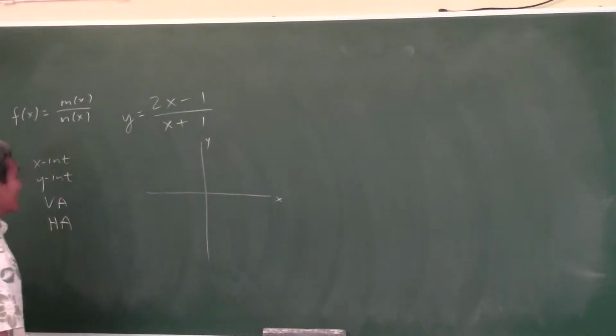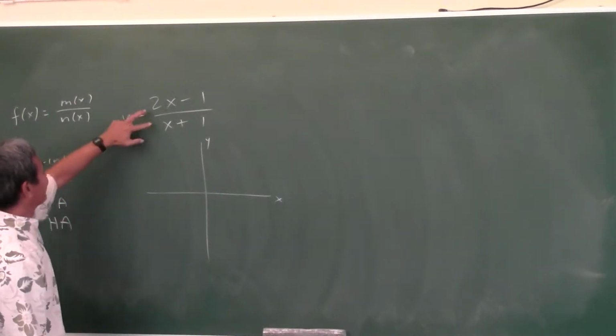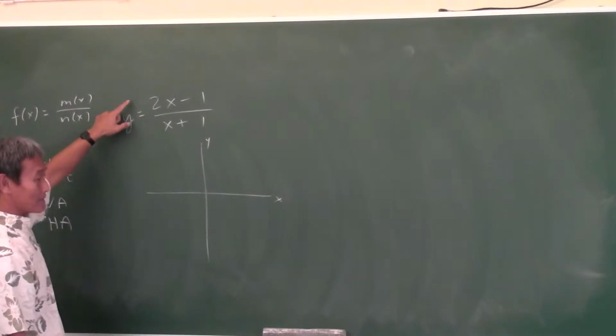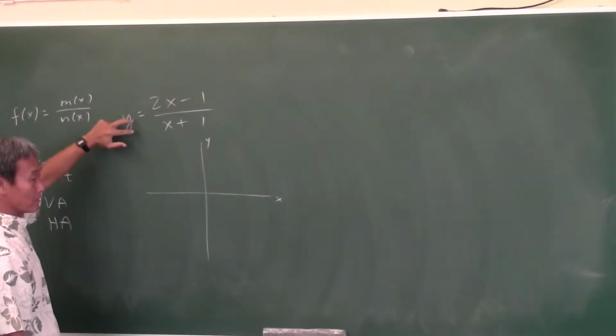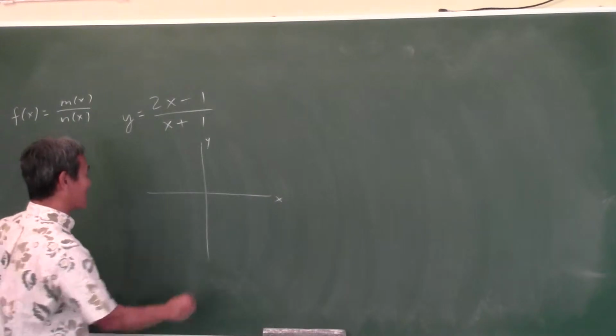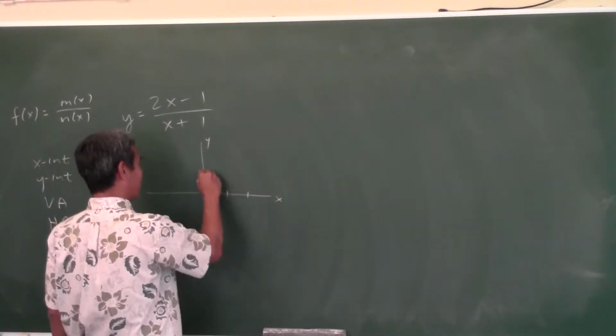Okay, how do you find the x-intercept? You substitute 0 for y. And if a fraction is equal to 0, does that mean the top is 0, the bottom is 0, or both? The top is 0. So what makes the top 0? 1/2.